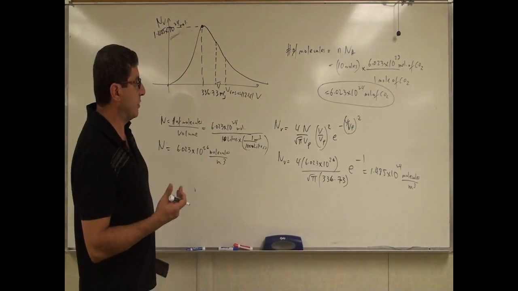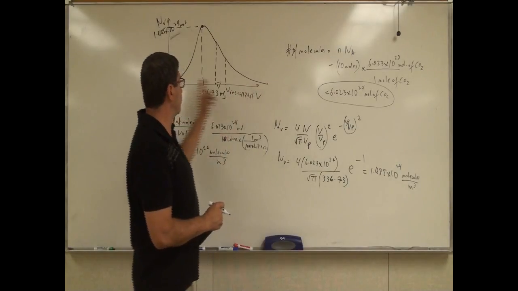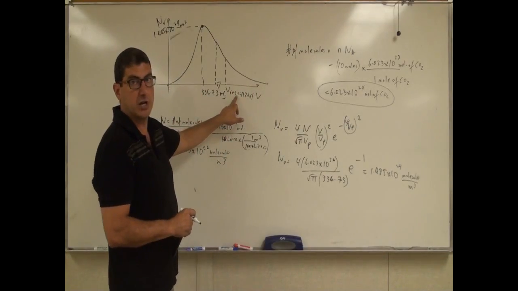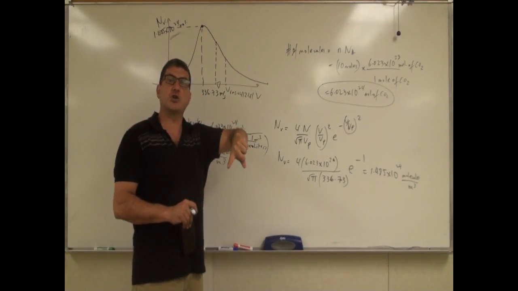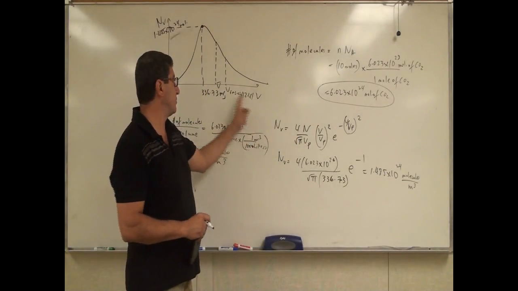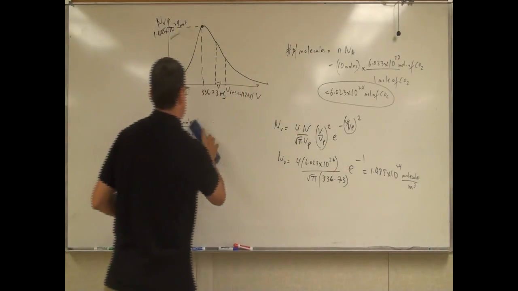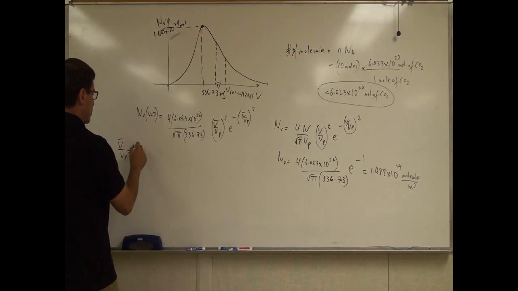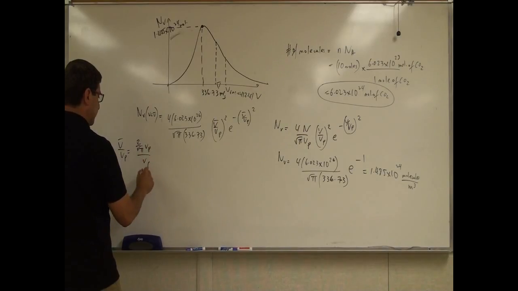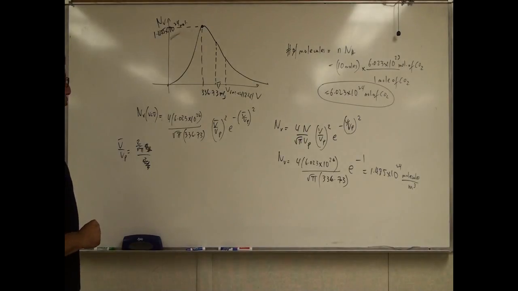Okay? Now, if I wanted to know the NV value any other place, let's say the root mean square. How many particles are actually moving at the root mean square speed? How many particles are actually moving at the average speed? We can do that. All right? Remember, the V average was 2 over square root of pi times VP. Then you divide that by VP. So that's going to be the ratio, 2 over square root of pi.